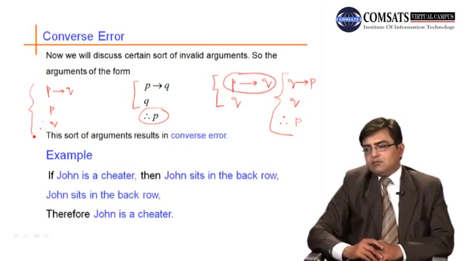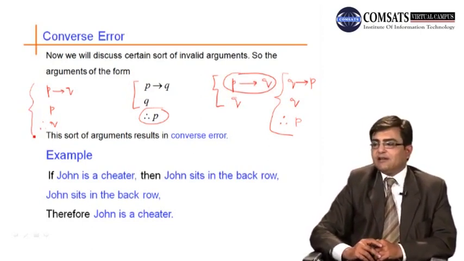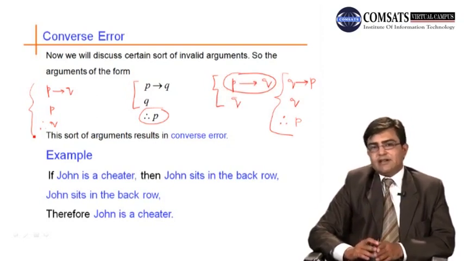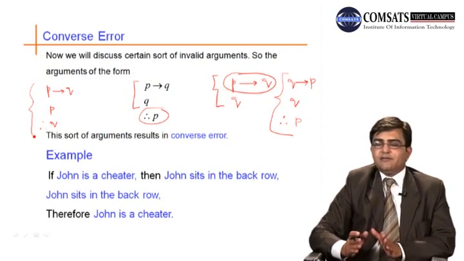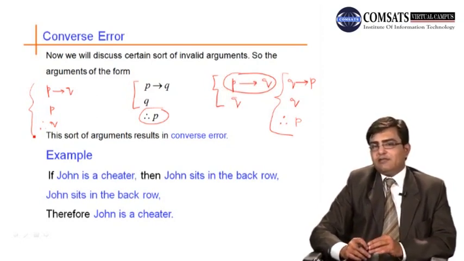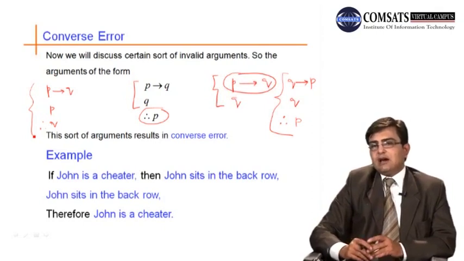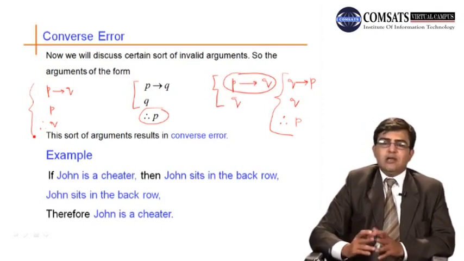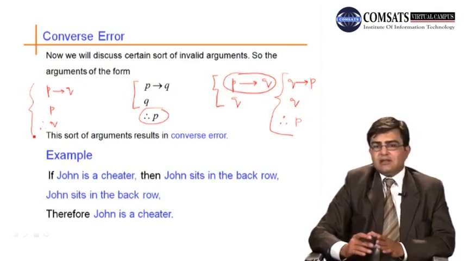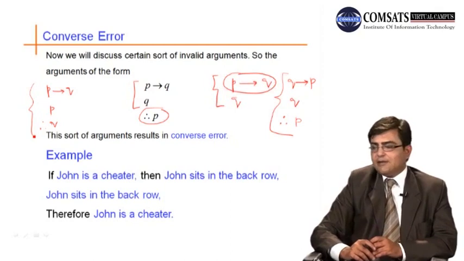So why is this type of error called converse error? Because if we take the converse of the conditional statement P implies Q, then this form becomes a valid argument form, which is modus ponens. Then it becomes a valid argument form. Therefore, we call it converse error. So please avoid such errors when you try to prove some argument form valid, or draw a conclusion from an argument by using valid argument forms.